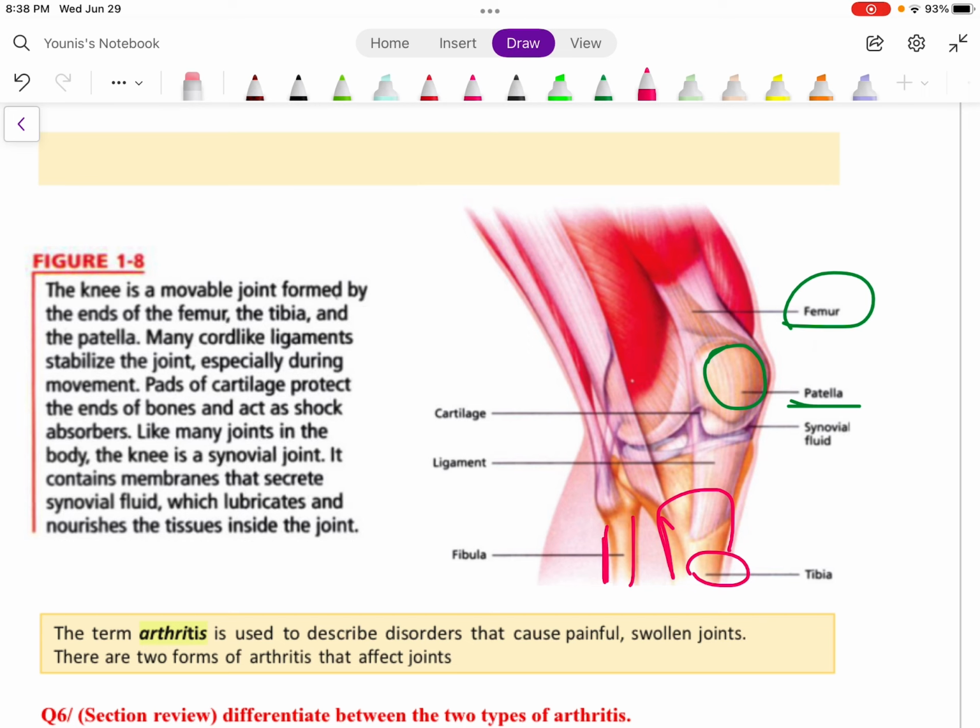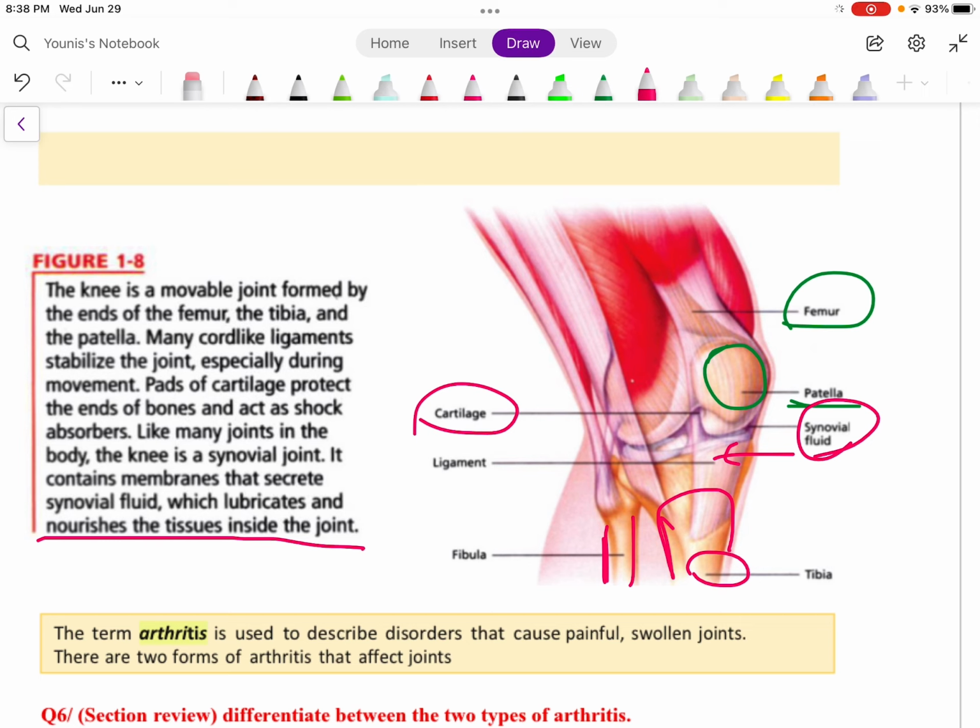And then you have the ligament that connects bone to bone. And there is cartilage. We did mention that there is cartilage found in joints. This cartilage covers the bone surface, preventing friction. And see, there is synovial fluid. Synovial fluid is located in these compartments as a lubricating substance. And also, as mentioned here, it nourishes the tissues inside the joint. So it's not only a lubricant, it's also a nutrition source.